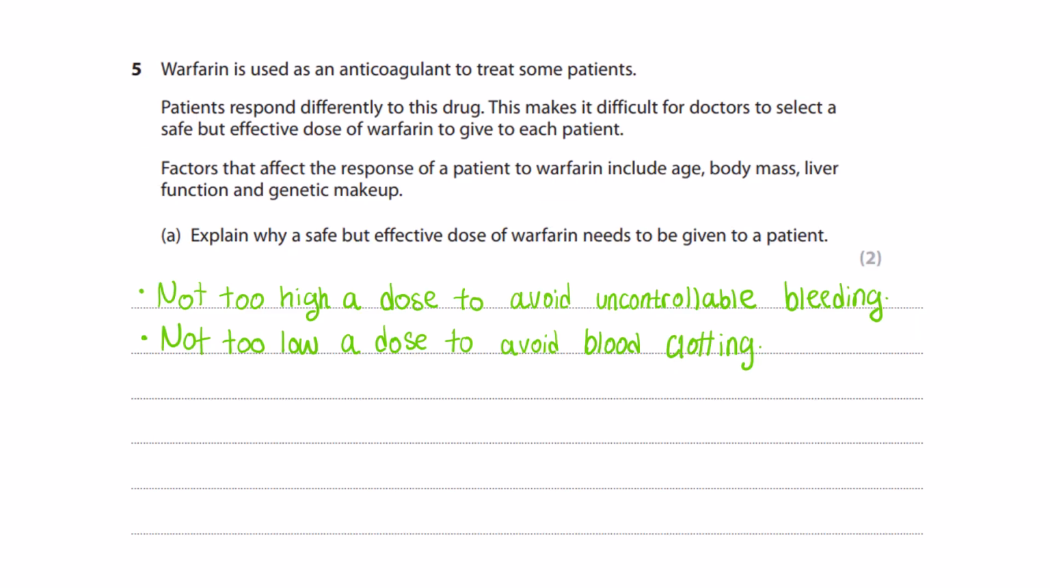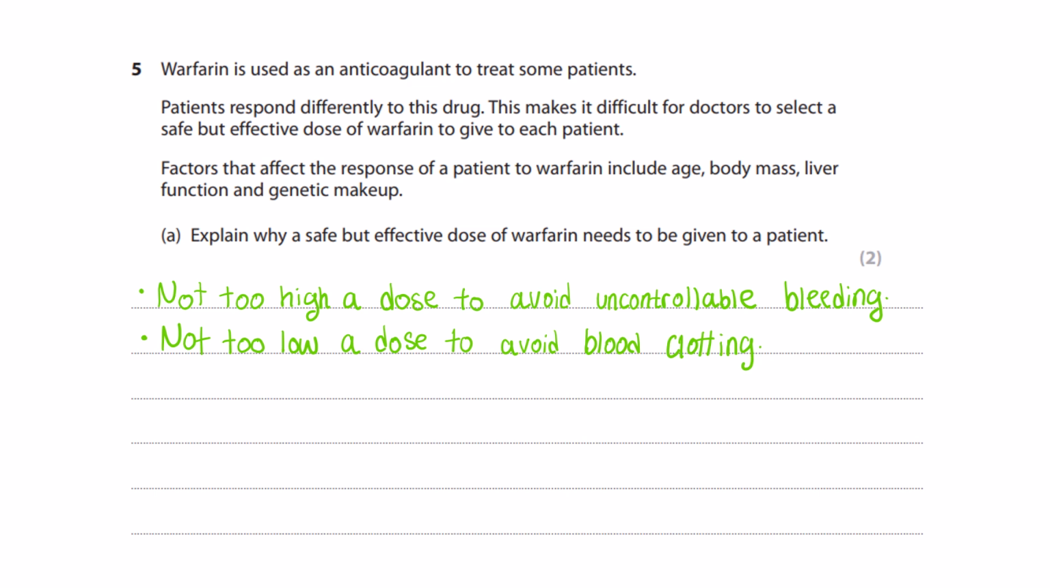Okay, so now it's question 5. Warfarin is used as an anticoagulant to treat some patients. So remember, you're going to need to memorize some different drugs. So anticoagulants just prevent the blood clotting process. So someone with high blood pressure or someone who smokes a lot is going to be taking a lot of anticoagulants to prevent any blocks in the coronary arteries.